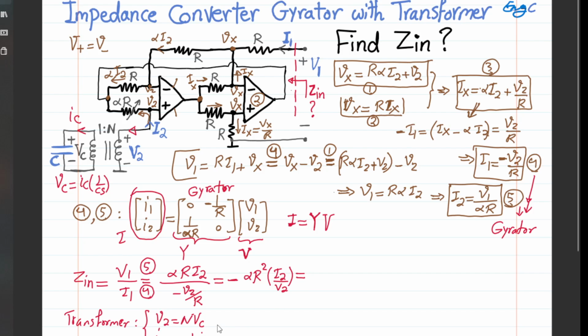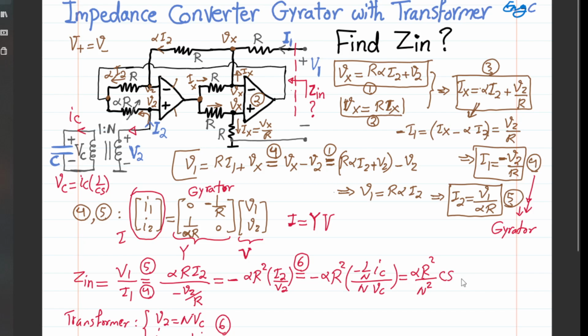Okay, I am going to substitute these relationships for V2 and I2. So negative alpha R squared times I2, which is minus 1 over n IC, divided by V2, which is n times VC. The negative counteracts this negative, so I get alpha R squared over n squared, and finally I have IC over VC. But IC over VC is simply CS, because IC over VC is the admittance of the capacitor, which is CS.